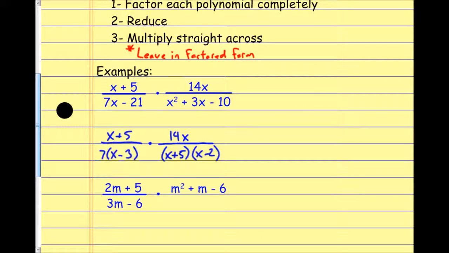Now I reduce. I look at each fraction individually. Nothing happens. So then I cross-reduce. The x plus 5s cancel out. Remember, anything in a numerator with anything in a denominator.